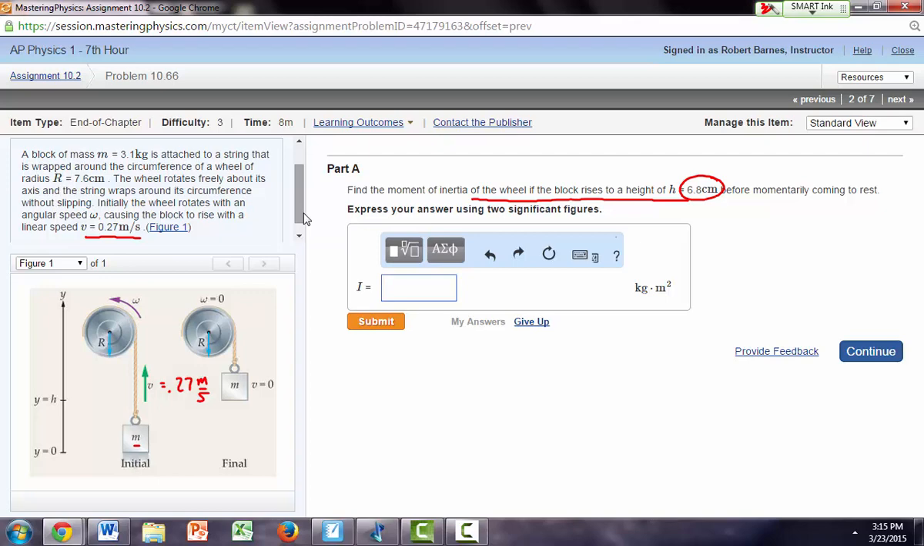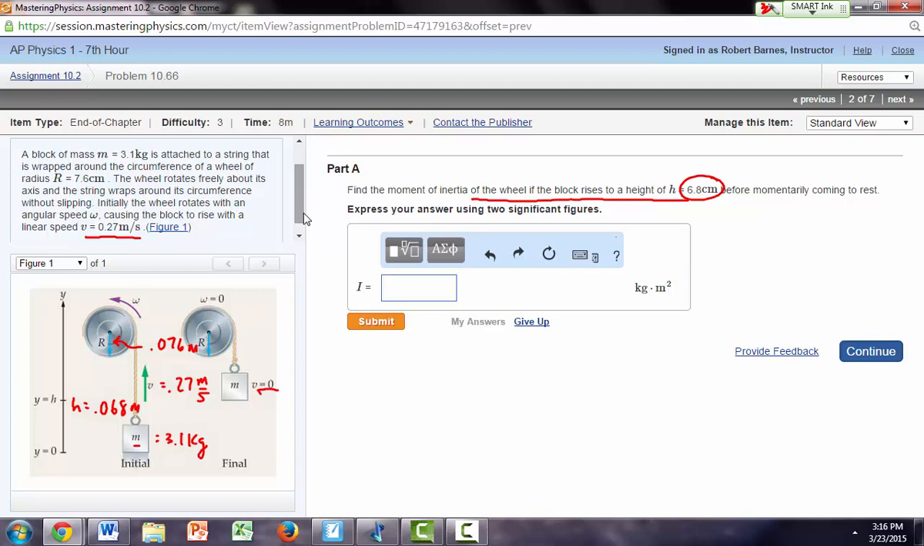We know the mass of the block is 3.1 kilograms. It's going to come to rest just for a moment after it rises. H equals 6.8 centimeters. I'll just turn that into meters right away, 0.068 meters. And the radius of the wheel, we're told, is 0.076 meters. Okay, so that's R. So we have some given information.